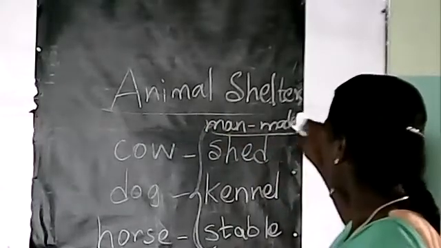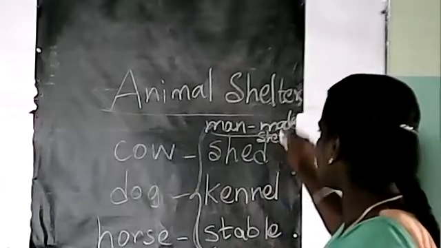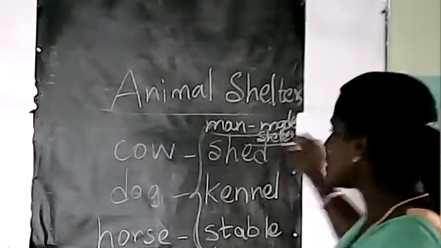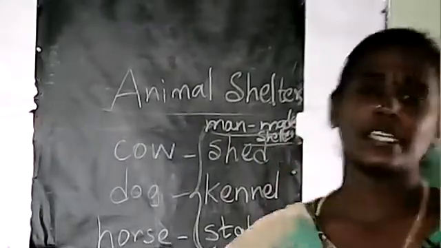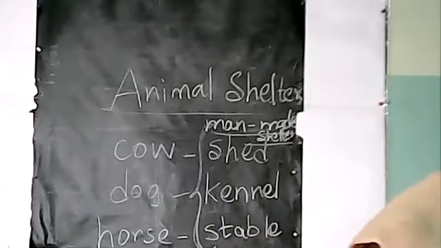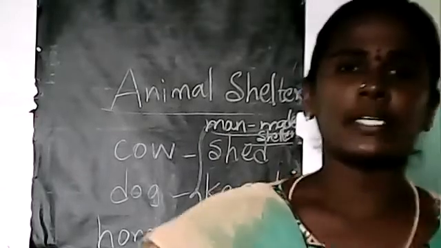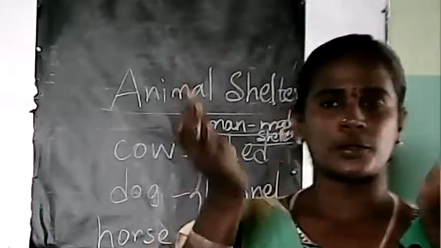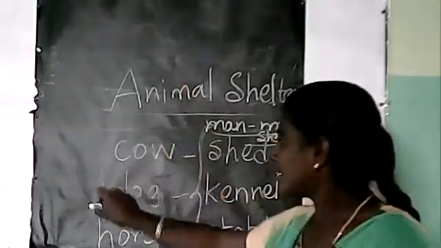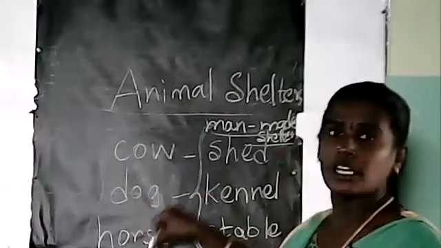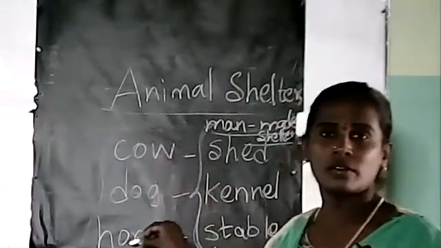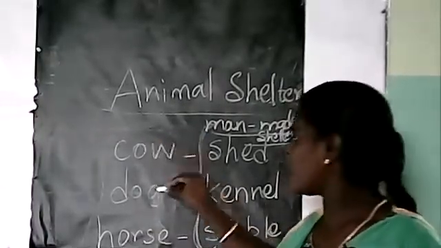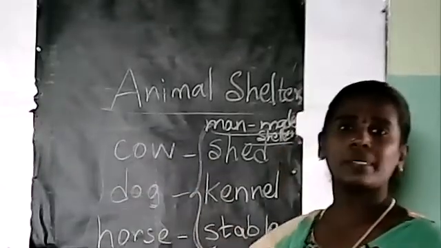These are all called man-made shelters. Birds make their own shelters. Birds build their own nest. But these animals, can they build their own house? Can a cow build its own house? No, it can't build its house.